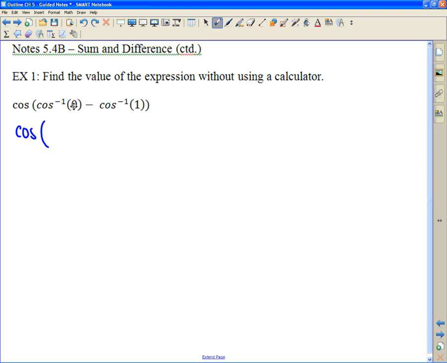What's the inverse cosine of 0? That's saying, tell me the angle where the x value is 0 on the unit circle. An inverse cosine problem can only have an answer on the top. So where the x value is 0 is right here at pi over 2. Minus, this is saying, tell me the angle where the x value is positive 1. The x value is positive 1 right here at 0. So this problem is simply, what is the cosine of pi over 2? And the cosine of pi over 2 is 1.